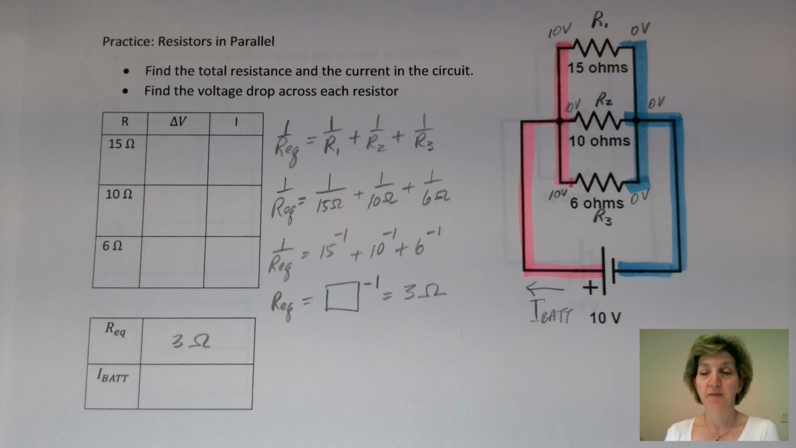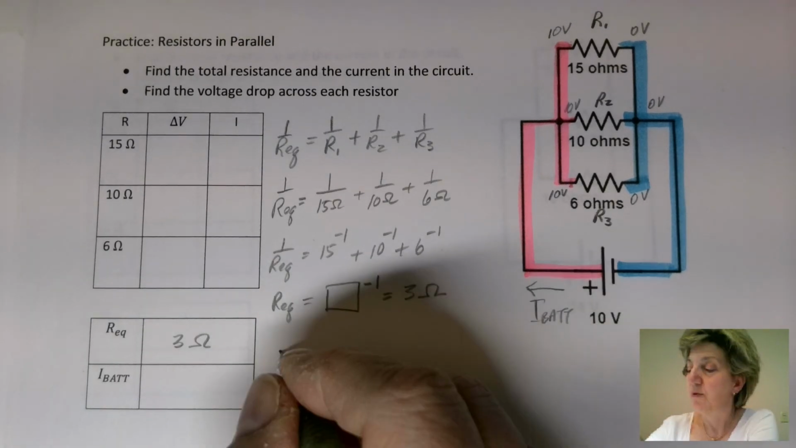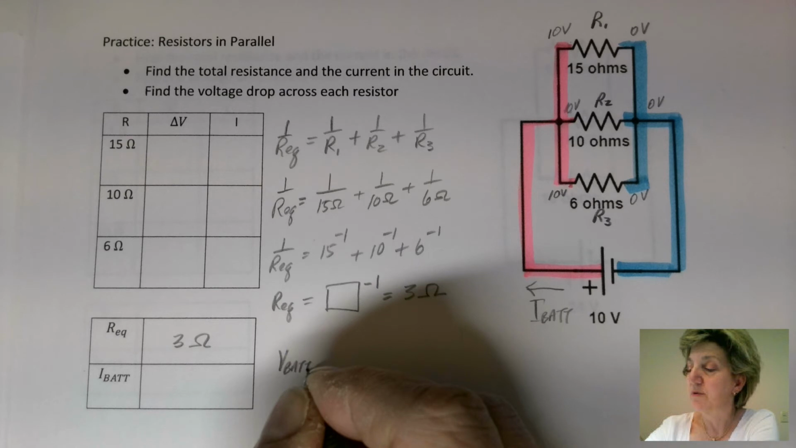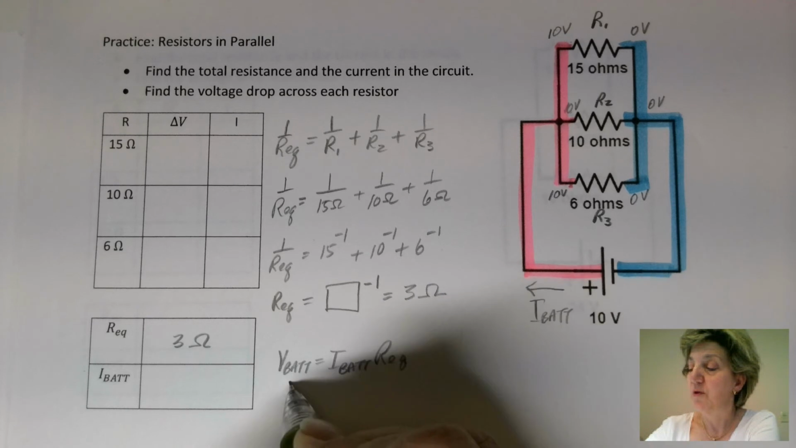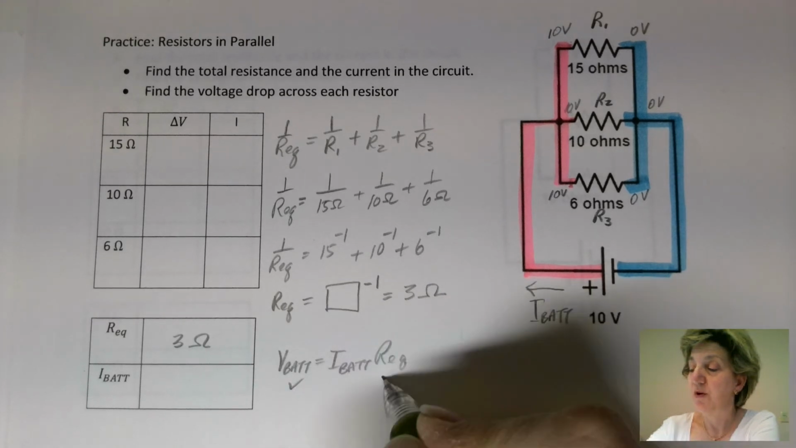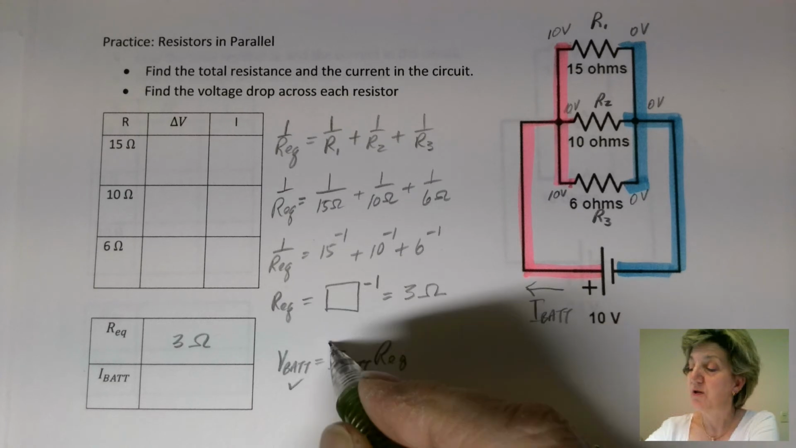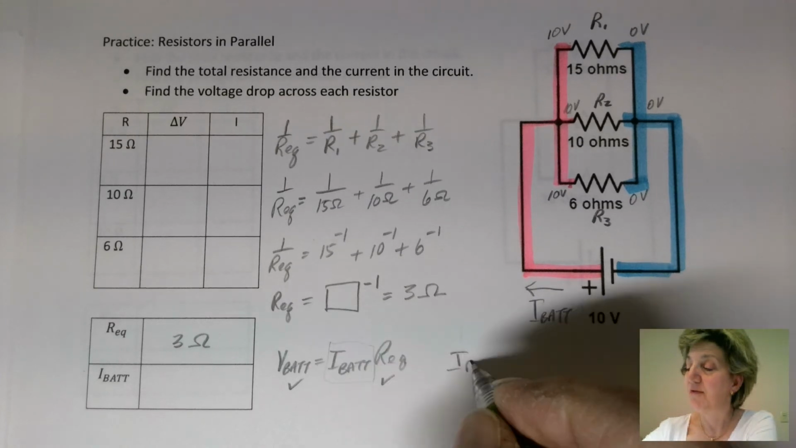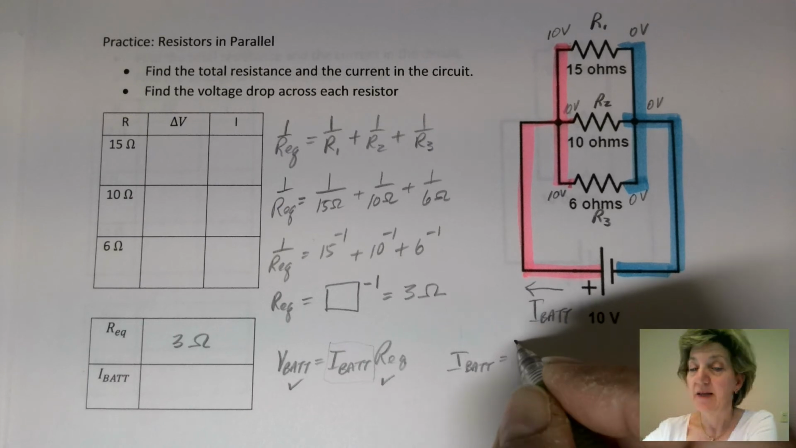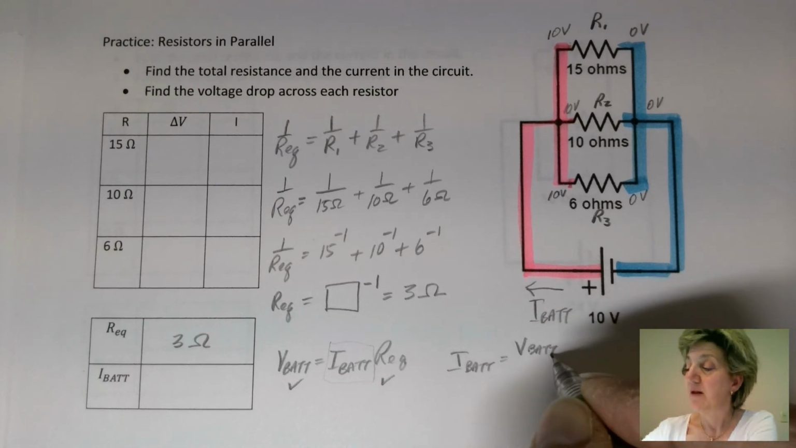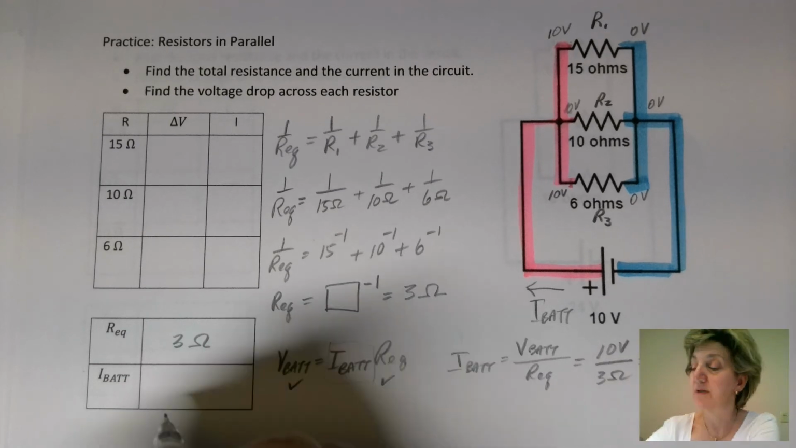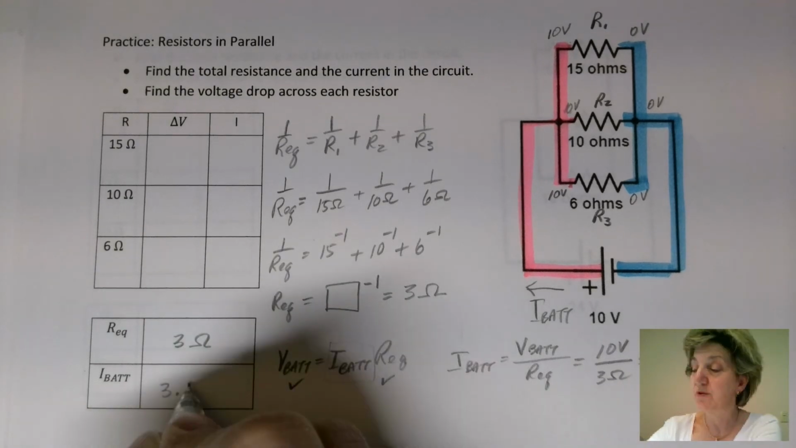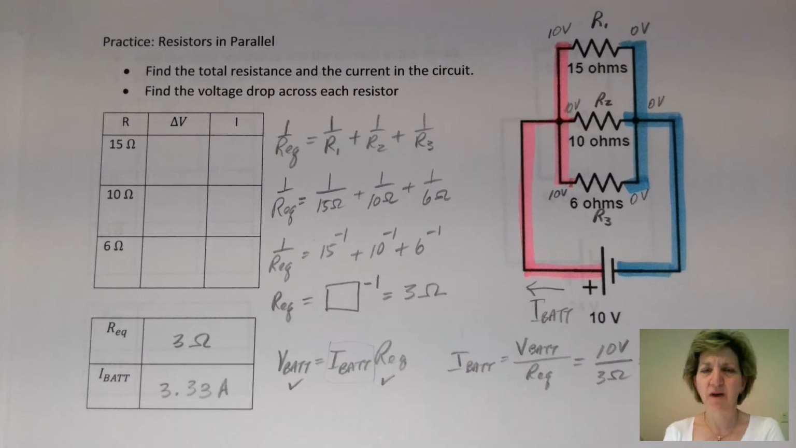How are we going to get the overall current? We know that we are led by V equals IR, Ohm's law, and now we're going to do it for the overall circuit. We know the overall voltage, maximum. We know the Req, we just solved for that. So we can get I all by itself. I battery equals V of the battery over Req, which is 10 volts divided by 3 ohms, and we will get 3.33 amperes. We're going to use that rounded to 2 decimal places because otherwise it becomes rather unwieldy.